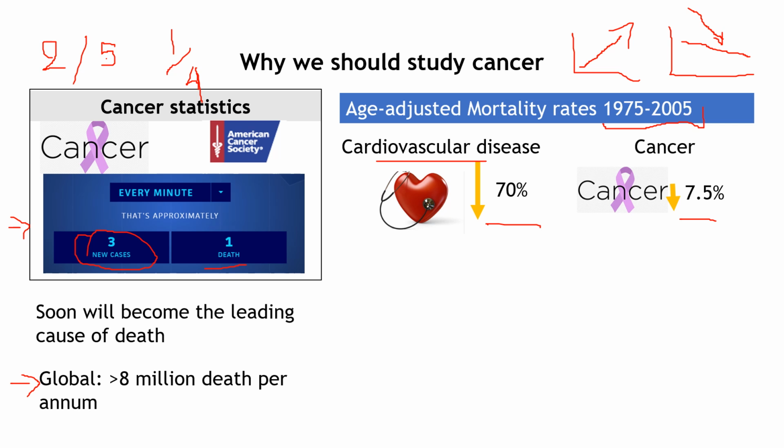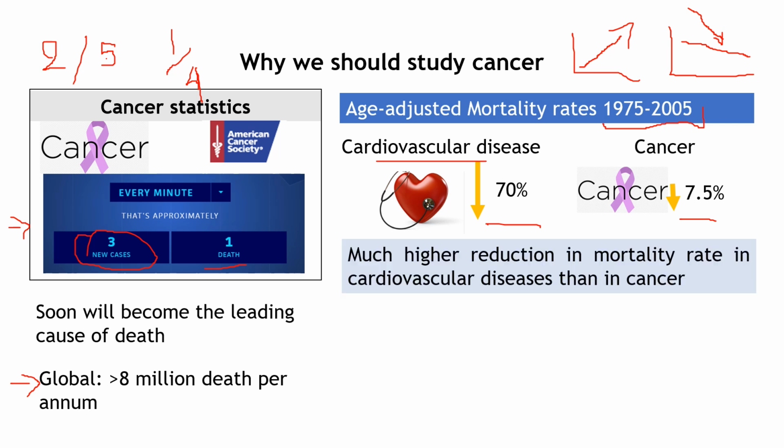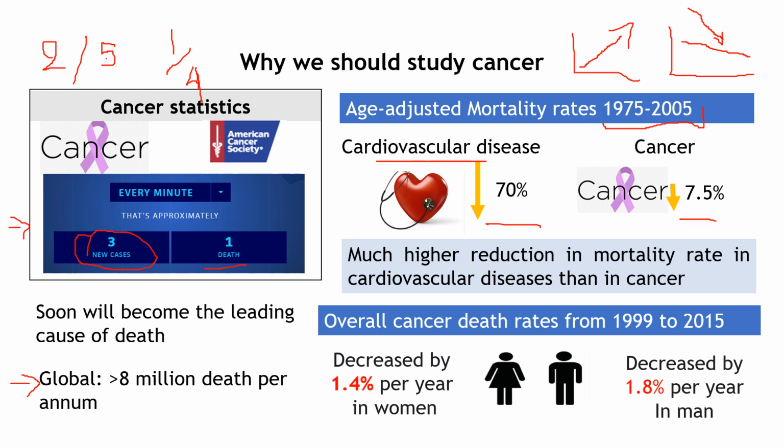cancer is not one disease; it's multiple diseases, hundreds of diseases altogether that show the same symptom, abnormal cell growth, because of multiple reasons. So as I said, there is a much higher reduction in mortality rate in cardiovascular diseases than in cancer, and that is still happening right now. If you see overall cancer death rates from 1999 to 2015, there was a decrease of 1.4 per year in women and a decrease of 1.8 per year in men.